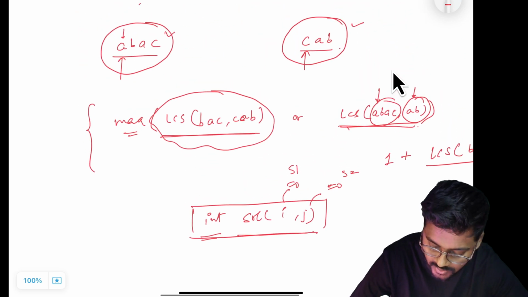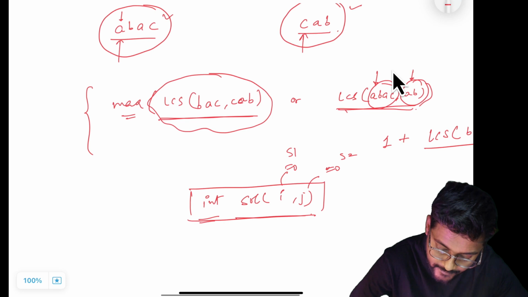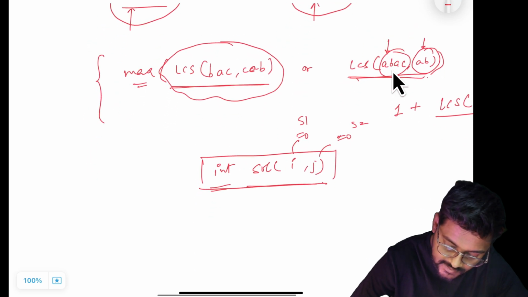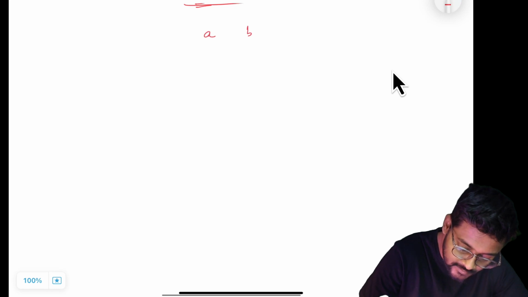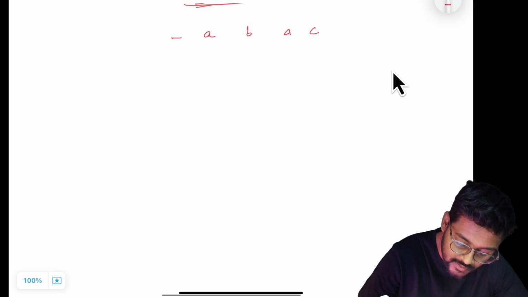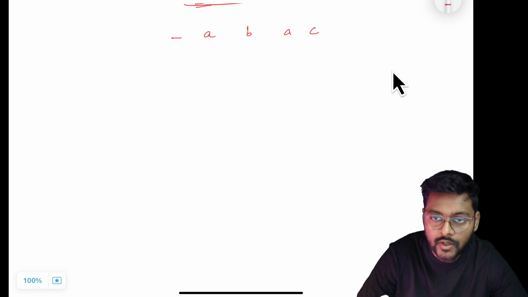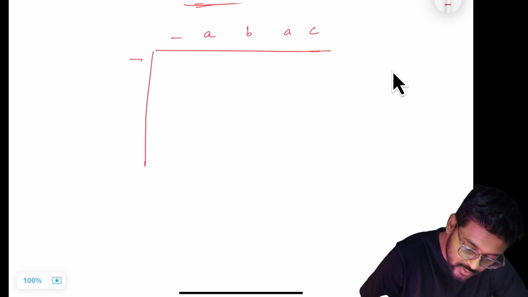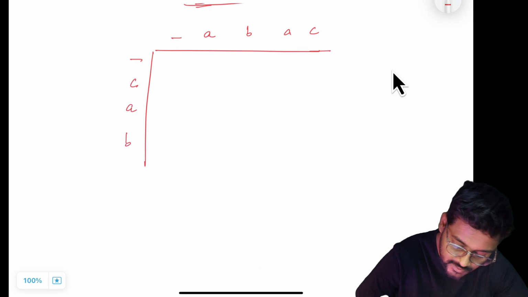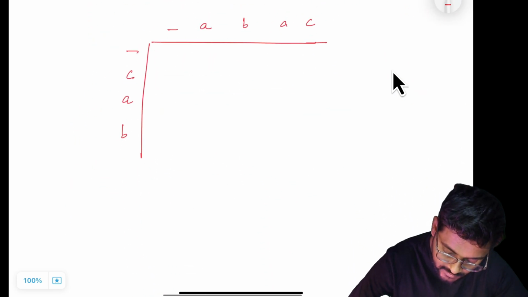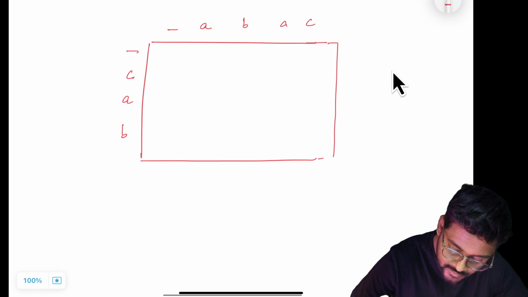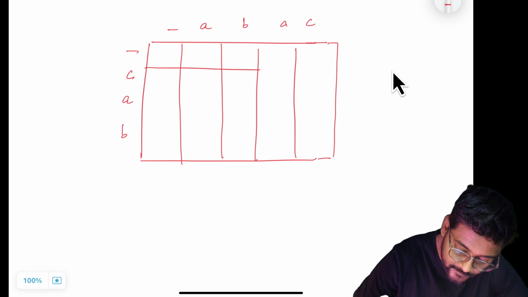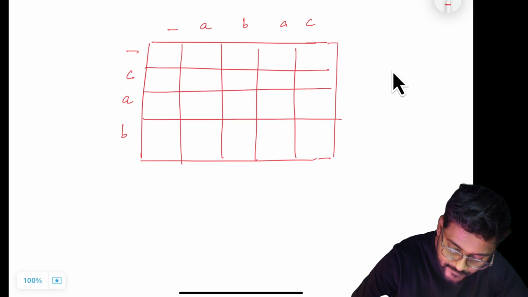Now let's try to do the tabulation. Right? ABAC, CAB. ABAC. Dash means we are not picking any character from the string. This is my one string. And what about the other string? CAB. CAB is my second string. Now, even if you just fill the table with me, you will be able to understand what exactly this LCS is.